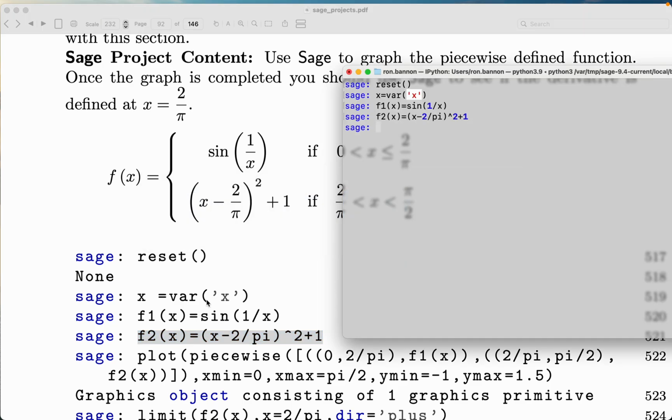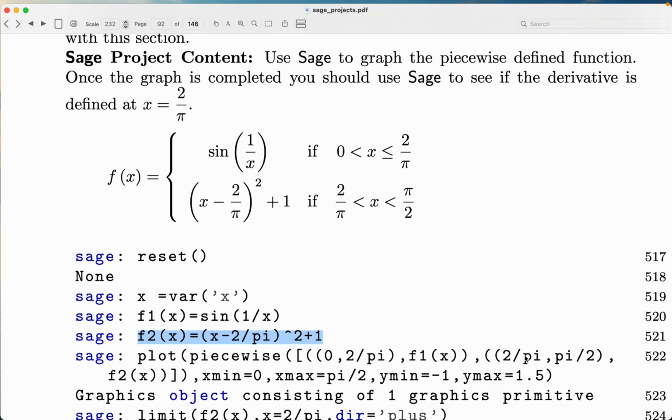All right, so I want to tell you what I've done. I've done these two functions over here, sine 1 over x. I see that right here. And the second piece of that function is going to be x minus 2 over pi squared plus 1. And now I'm going to do this piecewise business over here. Again, I want to warn you against copy paste. If you do something like this, you're going to have trouble because I'm copying that line number there, and I don't want to do that. So I'm going to do this here.